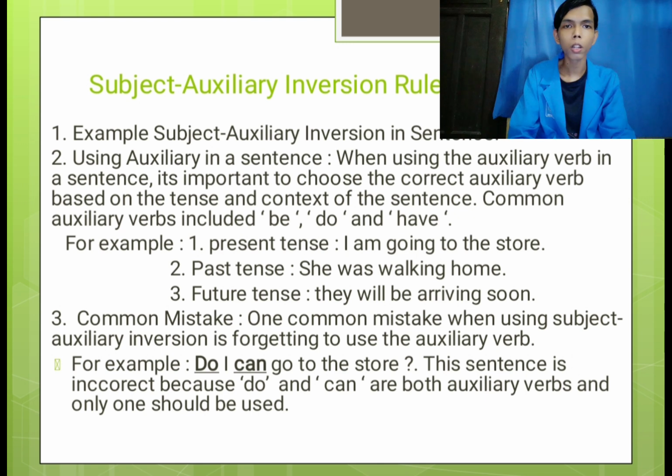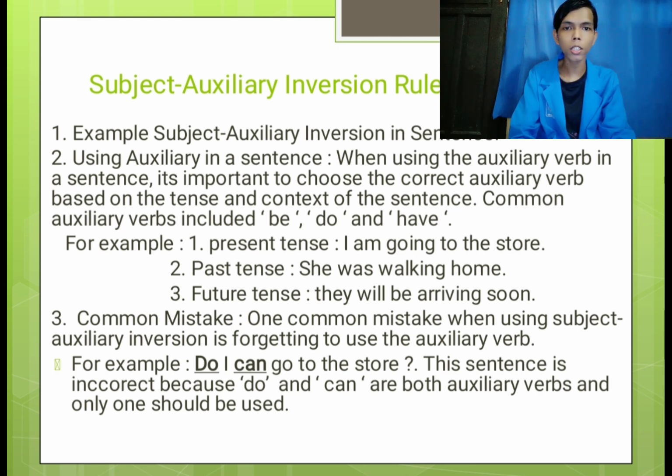For example, the first is present tense: I am going to the store. The second is past tense: She was walking home. The third is future tense: They will be arriving soon.